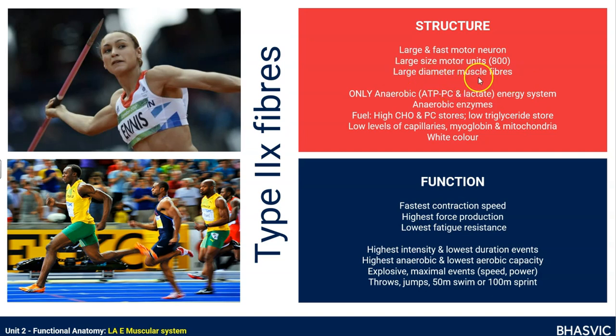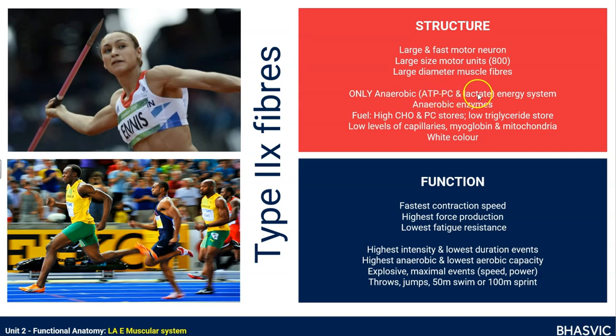This is why, because the majority of their muscle fibres are type 2X and are thicker. They get bulkier muscles. Now, again, in contrast, type 2X fibres only work anaerobically. They do not use oxygen. Oxygen's a slow thing to use. We need fast, quick energy. So they only work anaerobically, and they work using the ATP-PC and lactate energy systems.